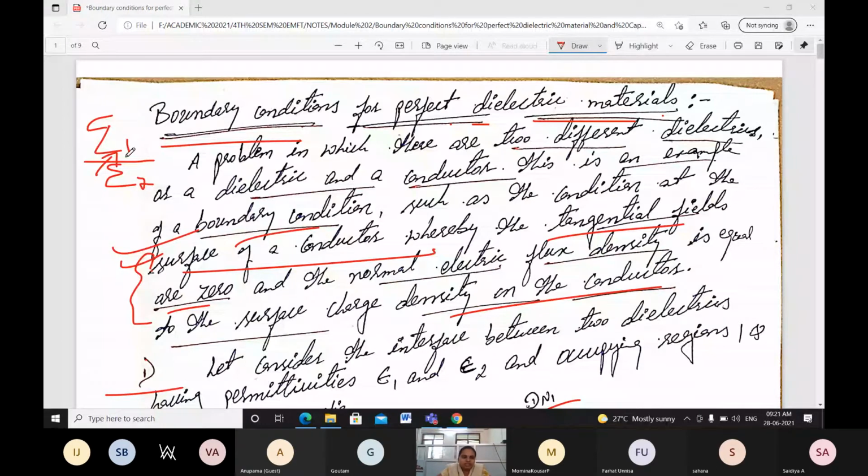Here two different regions are taken as epsilon 1 and epsilon 2, and the examples taken are two different dielectrics, and also a dielectric and a conductor medium. Then the condition at the surface of the conductor is that the tangential field should be 0, and the normal electric flux density is equal to the surface charge density on the conductor.